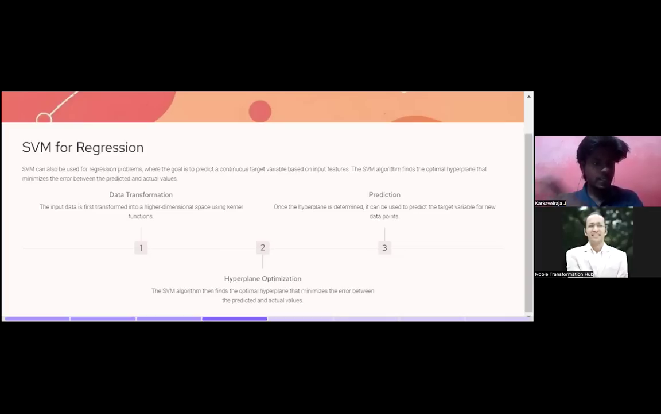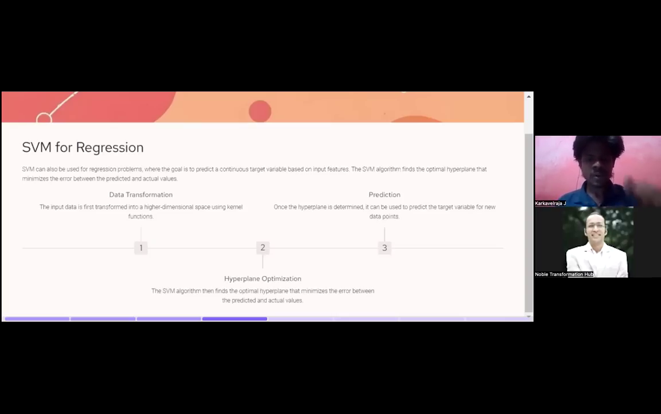First is data transformation. The input data is first transformed into a high dimensional space using kernel function. As I mentioned, right? Whenever you are having data in some format, it tries to map it to the high dimension. That's the first thing. Then hyperplane optimization. The SVM algorithm then finds the optimal hyperplane that minimizes the error between the predicted and actual results. Once we have made our data high dimensional, we will train the model, and the hyperplane optimization tries to minimize the error between the actual result and the model predicted result.